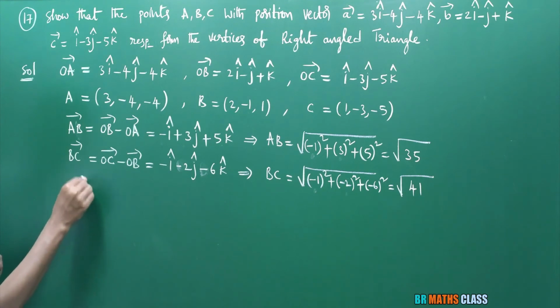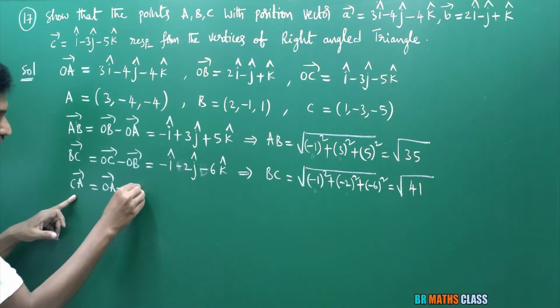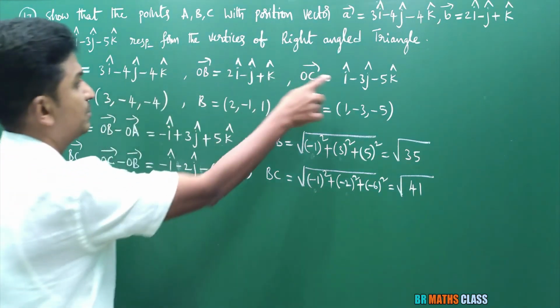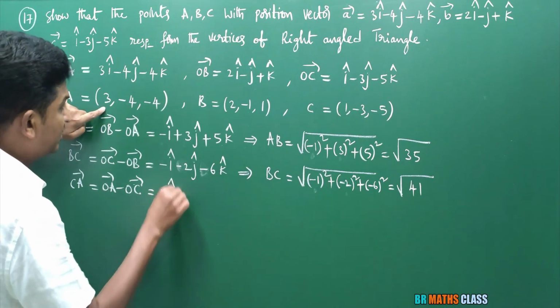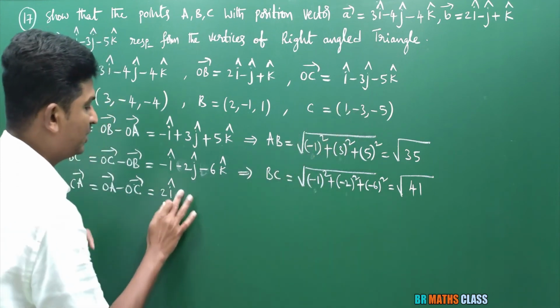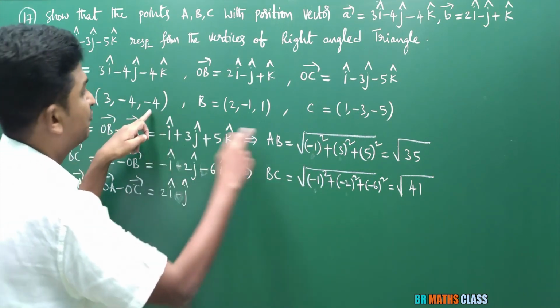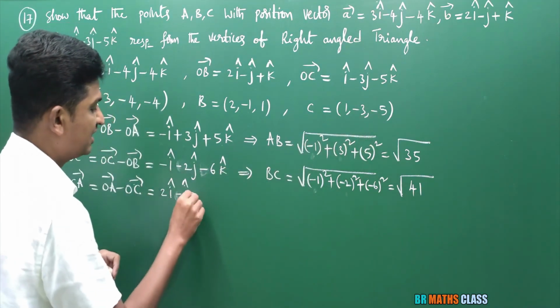Similarly, I will calculate CA bar. What is CA bar formula? CA bar formula is OA bar minus OC bar. You subtract these 2 vectors. 3 minus 1, that is 2 i cap, minus 4 minus of minus 3, that is plus 3. So minus 4 plus 3 is minus 1, minus j cap, minus 4 minus of minus 5, plus 5. Minus 4 plus 5 is plus k cap.